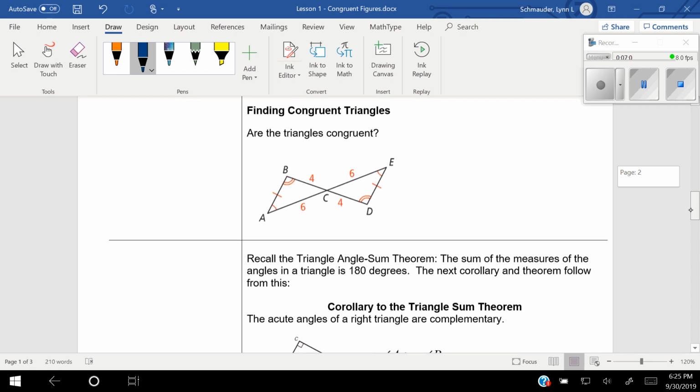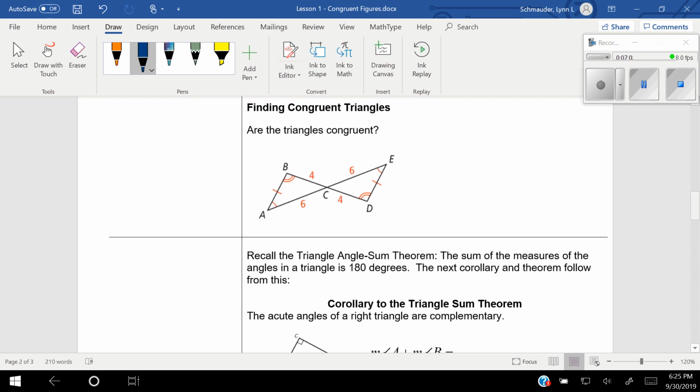Okay, finding congruent triangles. Are these triangles congruent? Well, how do we know if they're congruent? If all the corresponding sides and all the corresponding angles are congruent, then the triangles are congruent. So let's just look and see what we got here.